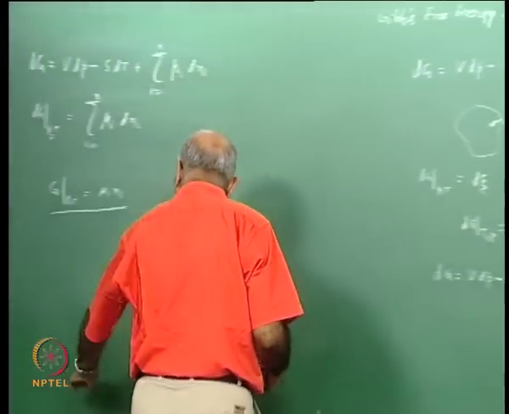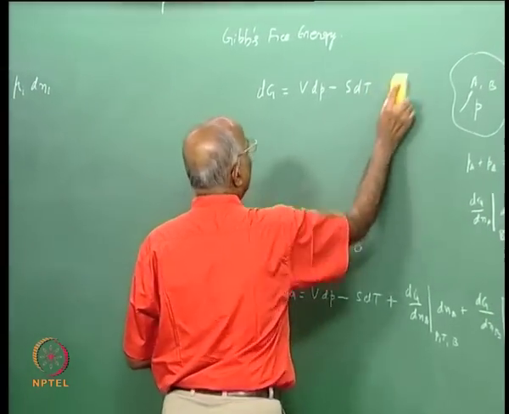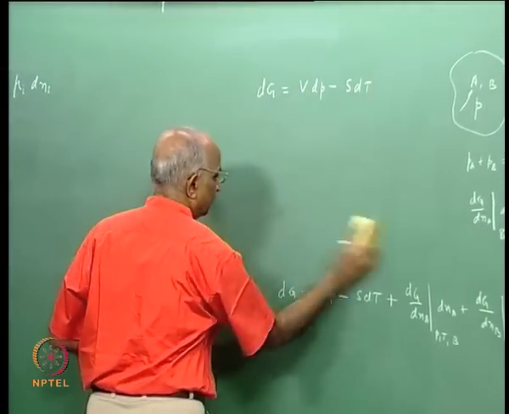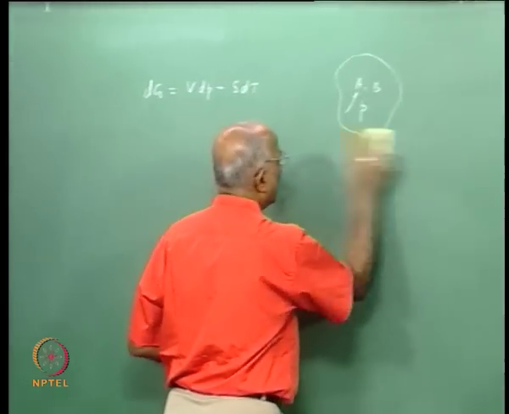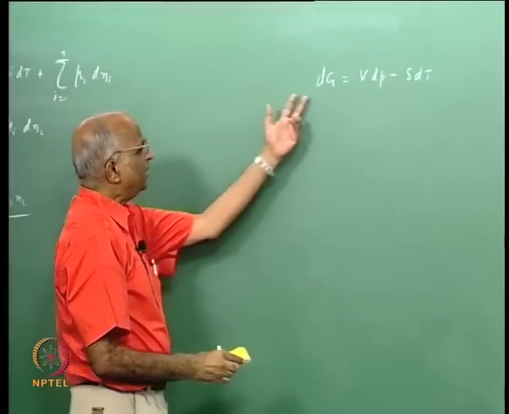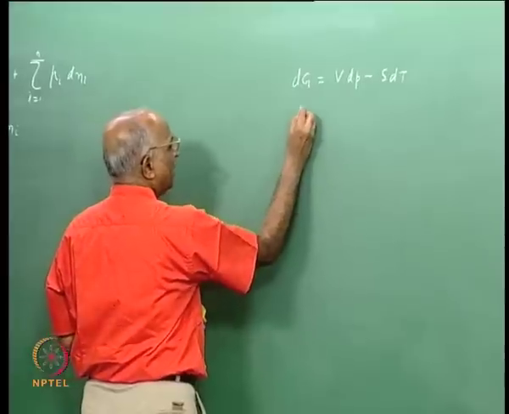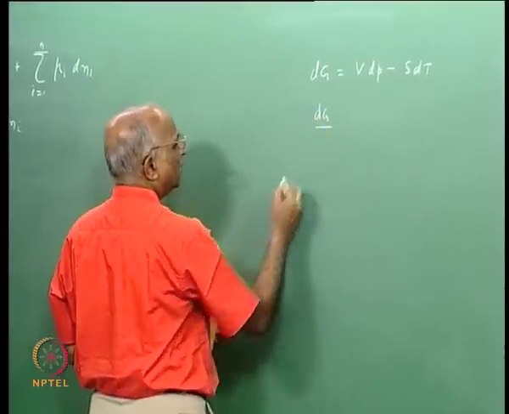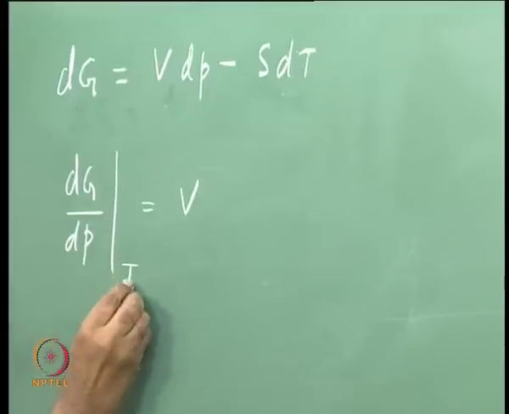Let us do that. For that I will go back once again to the basic equation what we have here. For a single species, I have to relate it to partial pressure, and that is where my problem is, and that is what I am trying to do. We have dG is equal to VdP minus SdT. Supposing I were to say dG by dP, let us say at constant T, and why did I do this?